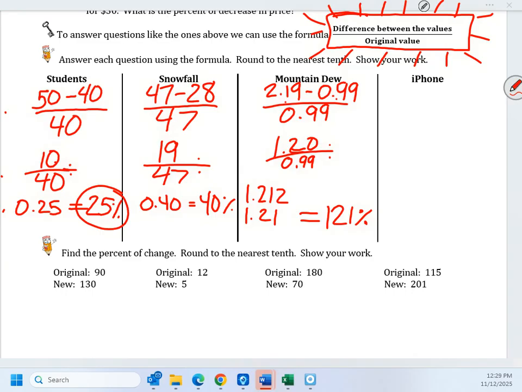Next one, the iPhone. Who can tell me what my equation should look like? Clara. 599 minus 30. And then your original number is 599. Yep, that original number that was given first was 599. So 599 minus 30 is 569 over 599. Divide top by the bottom. What do I get? Victoria.